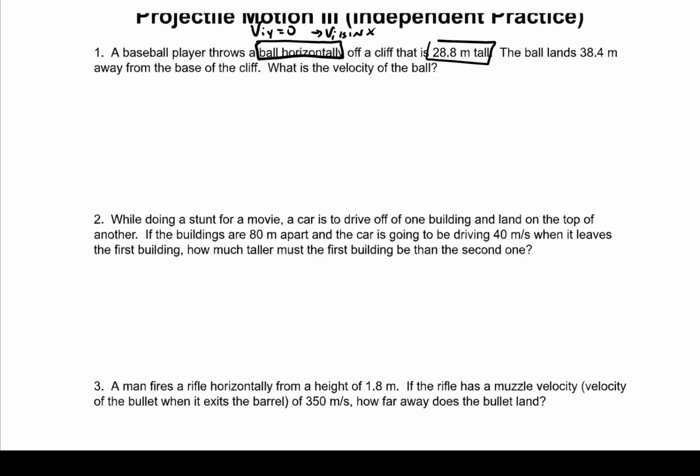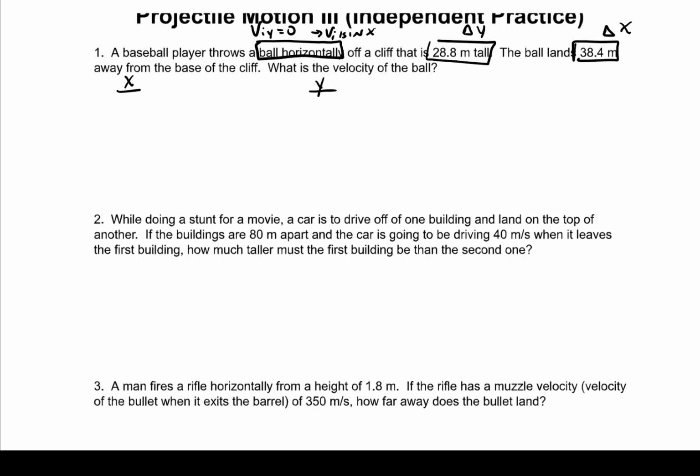All of it. 28.8 meters tall, that tells me our delta y. And if it lands 38.4 meters away, that tells me the delta x. And I want the velocity of the ball. So our x stuff and our y stuff.